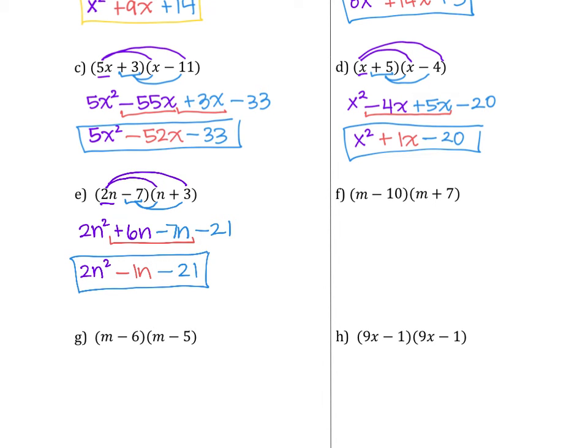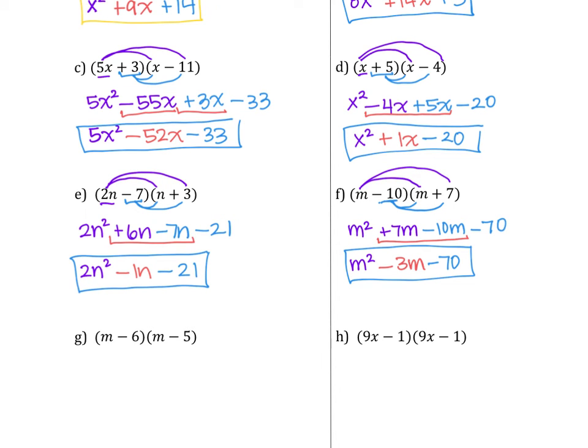Okay, for f, m minus 10 times m plus 7. Let me start with the m. m times m is m to the second. M times plus 7 is positive 7m. Okay, then I have this minus 10, so minus 10m. And then minus 10 times 7, minus 70. Okay, 7 minus 10 is going to be a negative, and then when I subtract, I get negative 3m. And I'll bring down the negative 70.